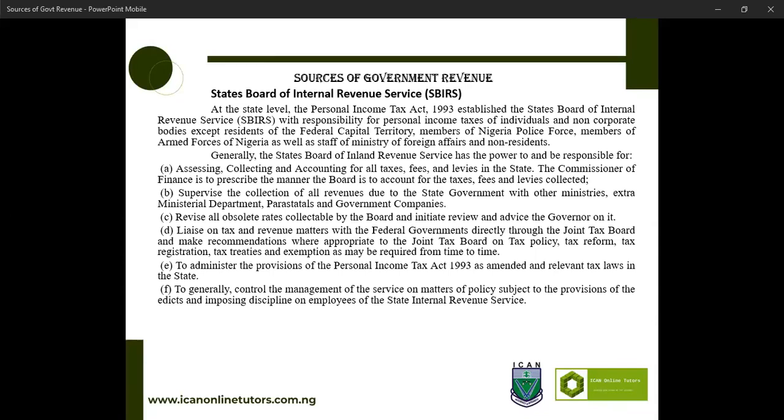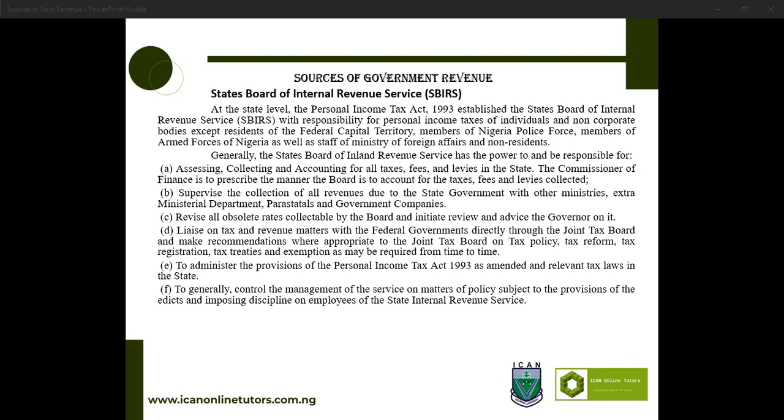Yes, sir. All right. We move on to the State Board of Internal Revenue Services, SBIRS. As we have the FIRS, which relates to the federal government, we also have the state tax collection, and this governs all state revenue. Now, the State Boards of Internal Revenue Services were established for tax collection within the states. So all states have their responsibility to generate their revenue.